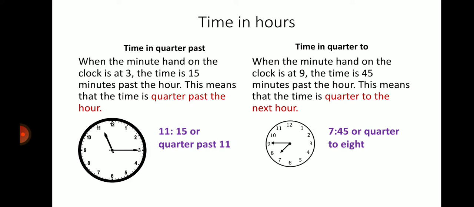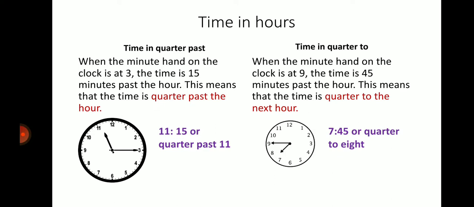Time in quarter past. When the minute hand on the clock is at 3, the time is 15 minutes past the hour. That means here if you see the picture, the hour hand is between 11 and 12 and the minute hand is at 3. So it will be read as 11:15 or quarter past 11.